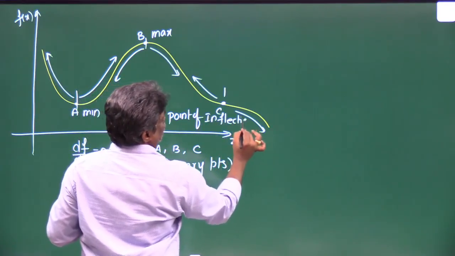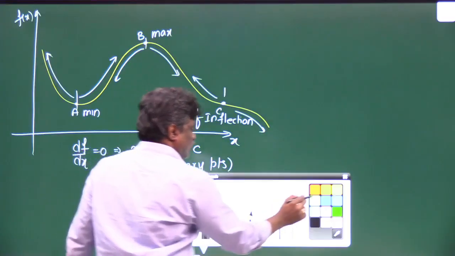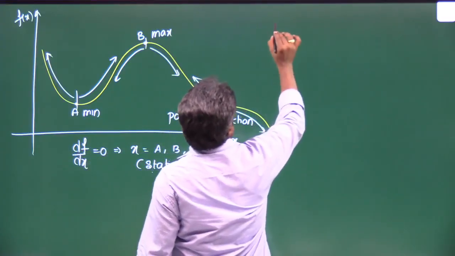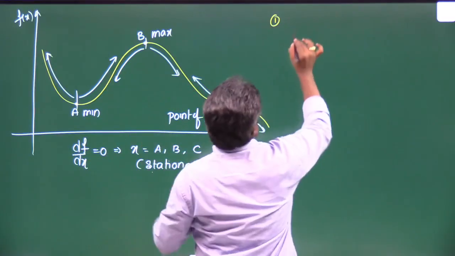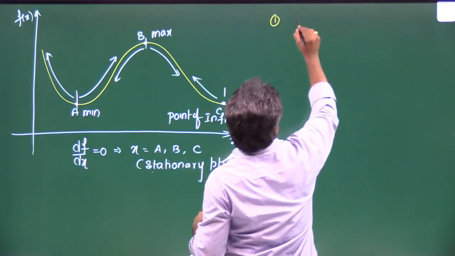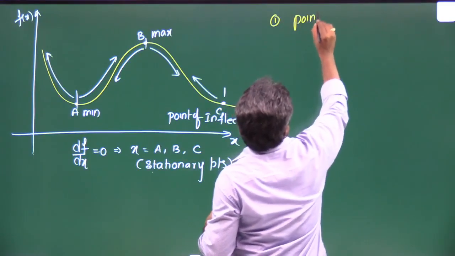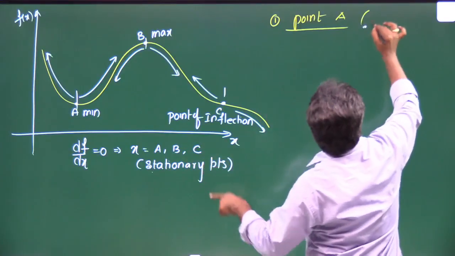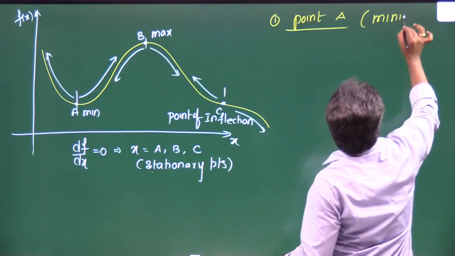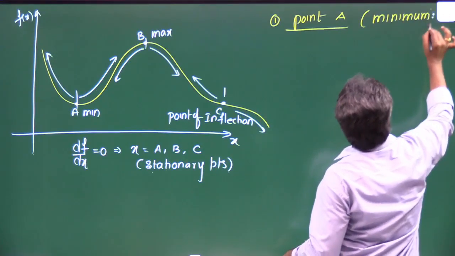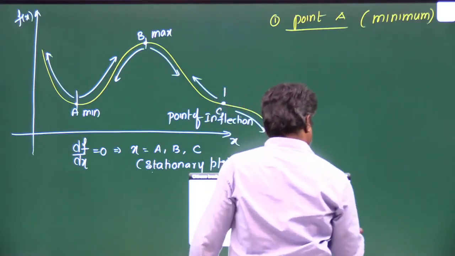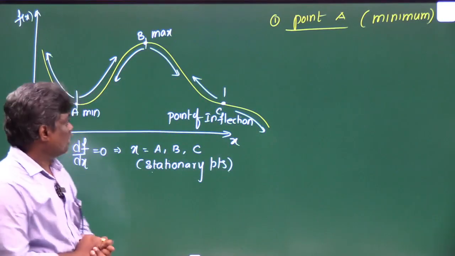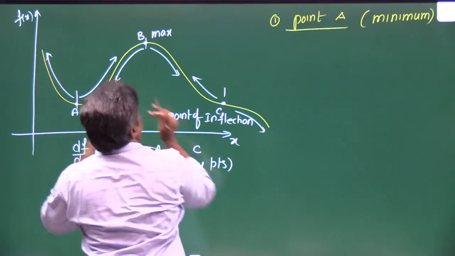Now let us see the properties one by one. First I am taking this point A, so I would like to discuss this point A first. Point A we call a minimum, or a local minimum, it's no issue. Once again, please take that part.